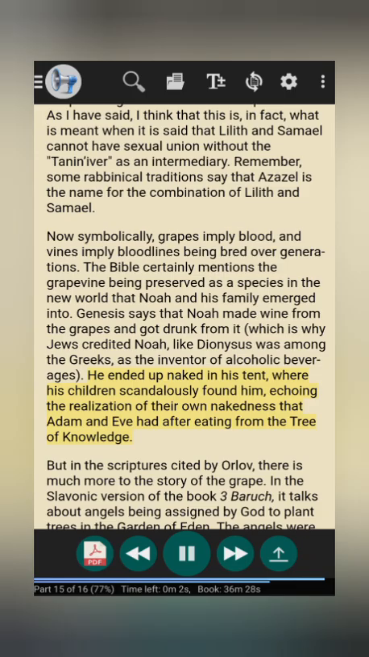He ended up naked in his tent, where his children scandalously found him, echoing the realization of their own nakedness that Adam and Eve had after eating from the tree of knowledge. But in the scriptures cited by Orlov, there is much more to the story of the grape.